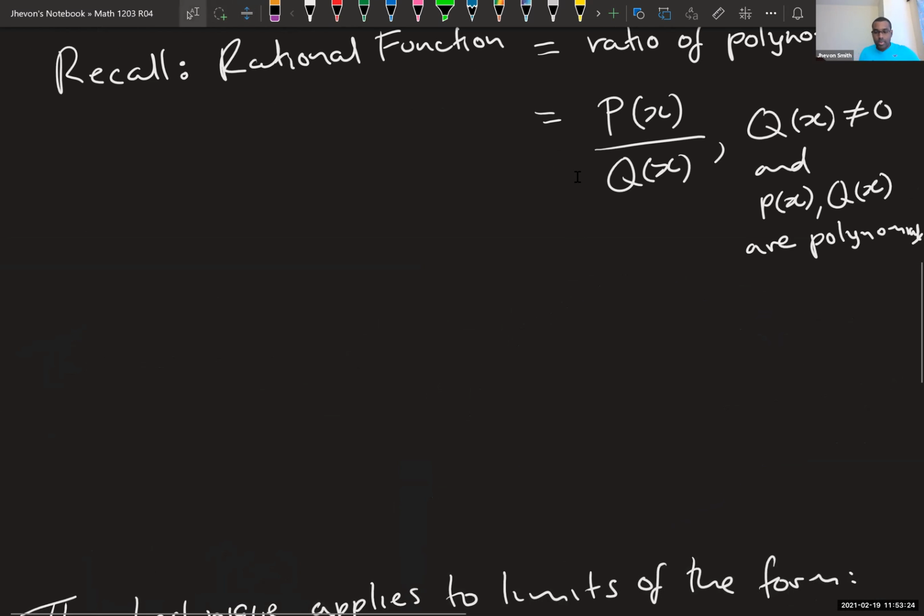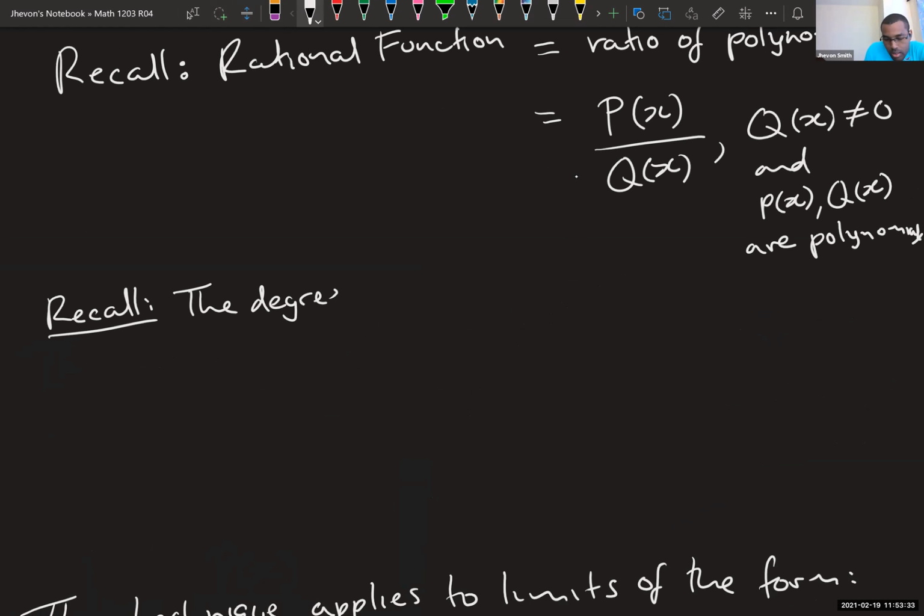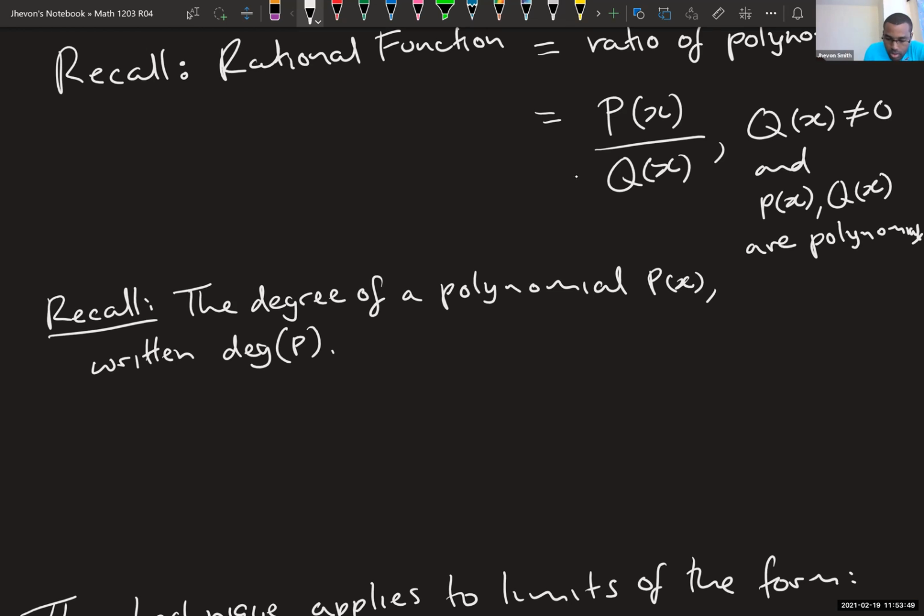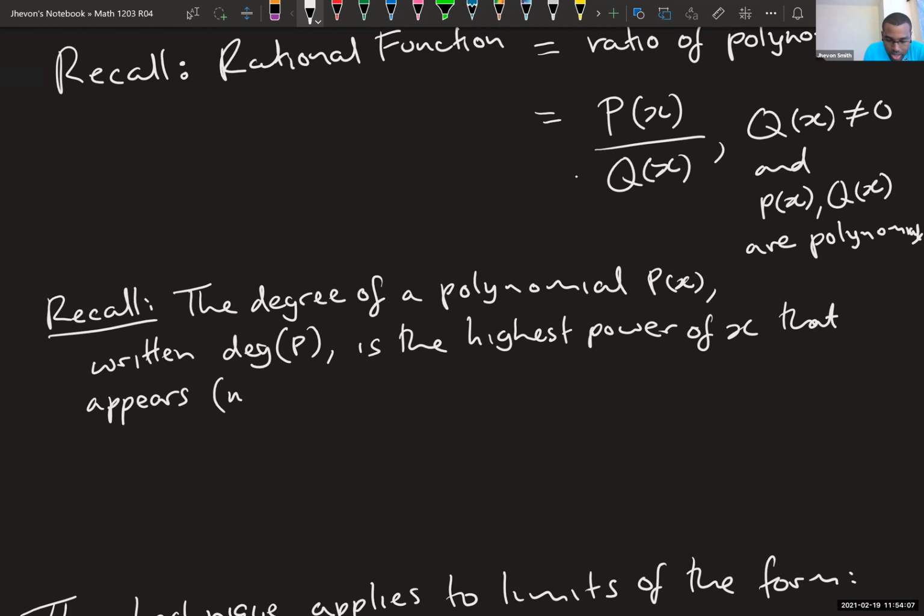Also recall the degree of a polynomial p of x, written dg of p, is the highest power of x that appears. And of course, appearing means it has a non-zero coefficient.